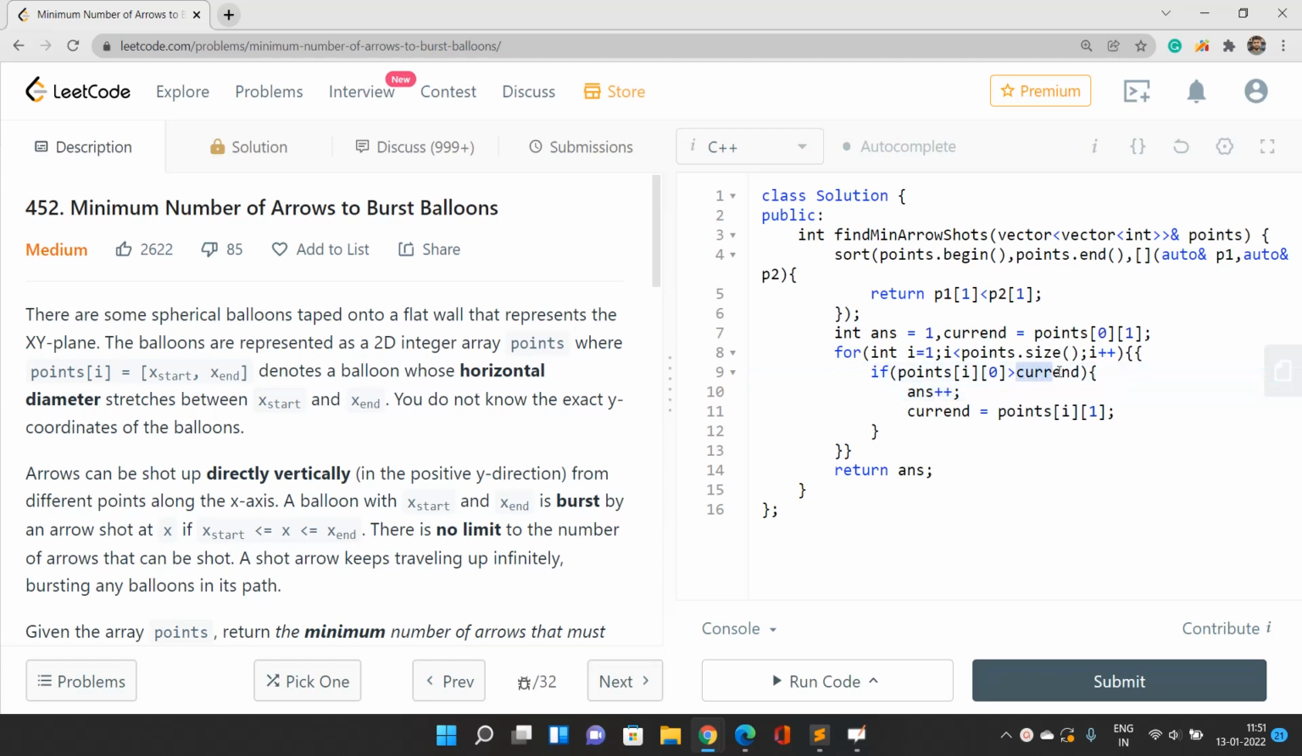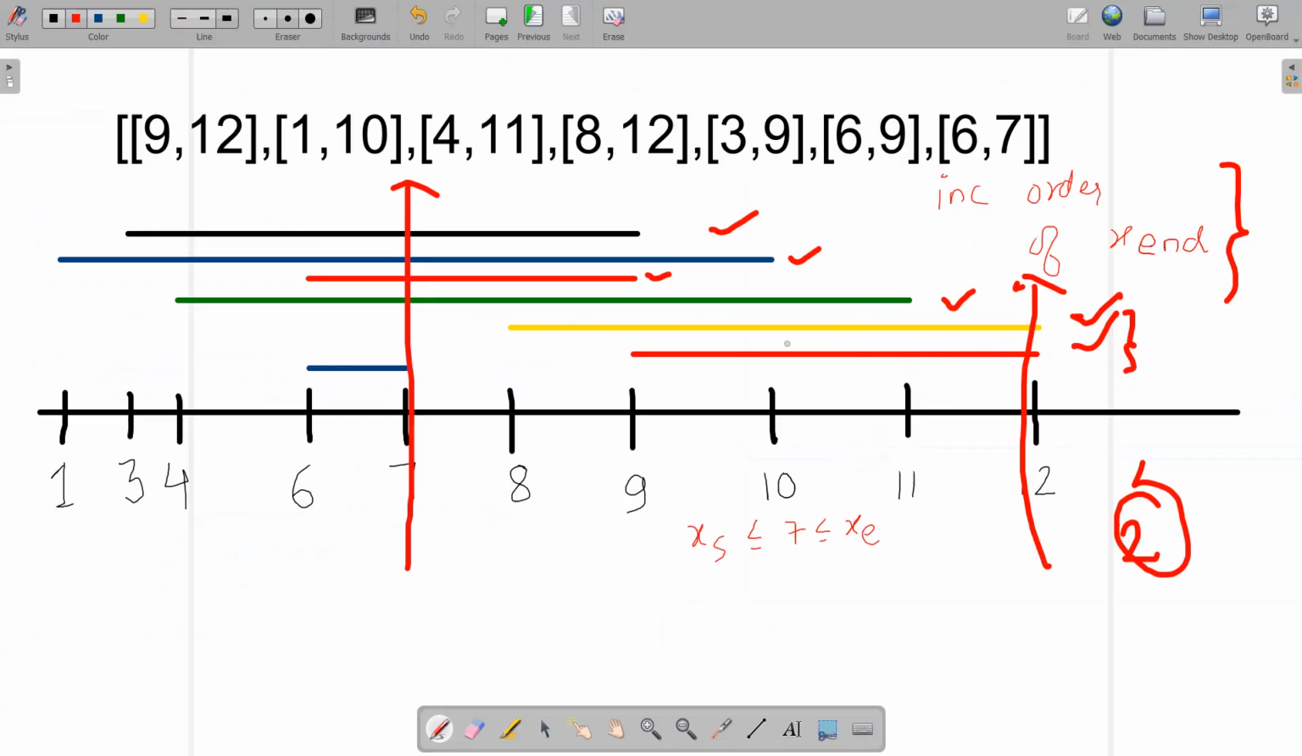and if my current starting coordinate, that is x start, is strictly greater than the current end, then I need to file another arrow, and the next arrow will be filed exactly at this one's x end. Let's understand again. This is the initial x end. I will choose this one and iterate over all those values. This one has x start strictly less than 7, and again this one, and this one also, this one also.